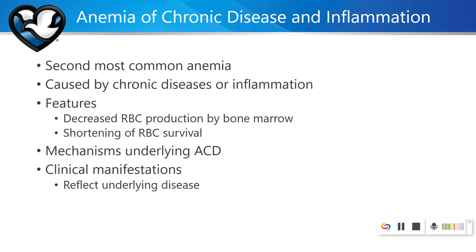Anemia of chronic disease and inflammation is considered a normocytic anemia. It's also known as an anemia of chronic inflammation and is the second most common anemia. This is caused by many different diseases or inflammation, including cancer, chronic kidney disease, CHF, and infections. This disease involves decreased red blood cell production by the bone marrow and shortening of red blood cell survival.